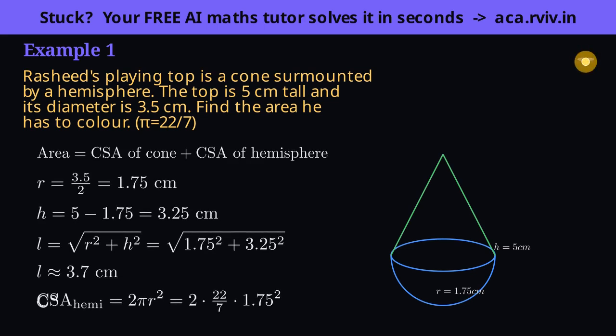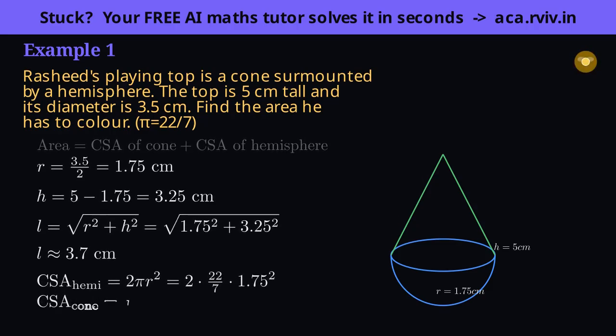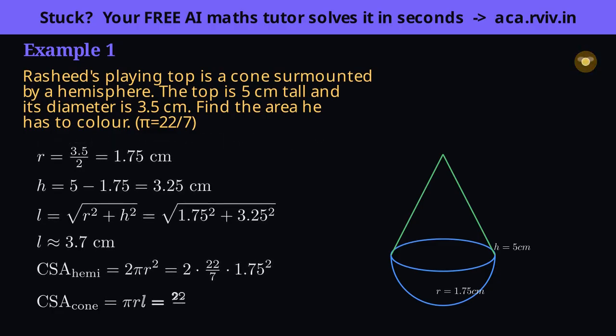For the cone, the curved surface is pi r l. Think of it as the radius times the slope, scaled by pi. We now have both pieces it needs, the radius 1.75 and the slant height 3.7 we just found. Substitute them in.